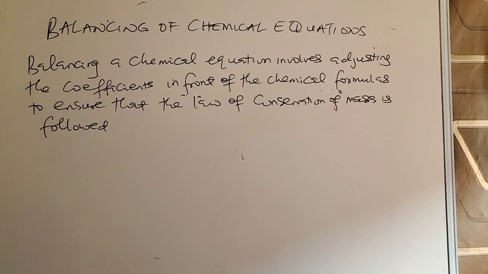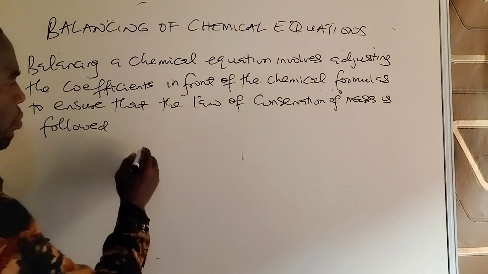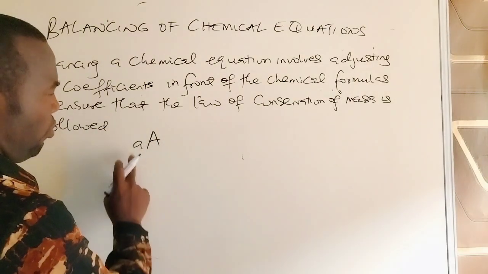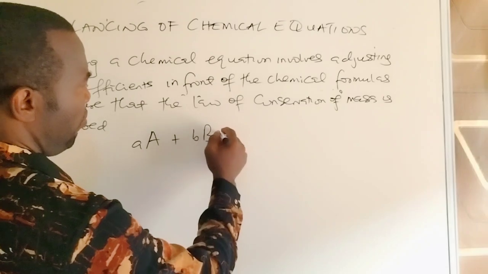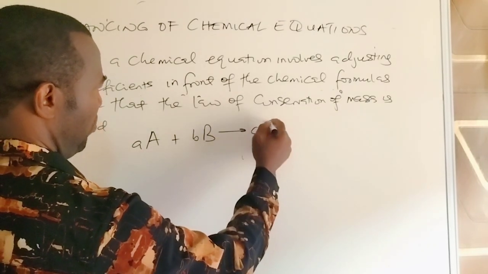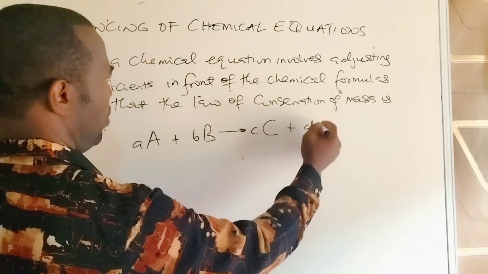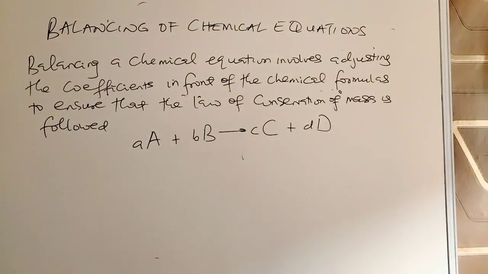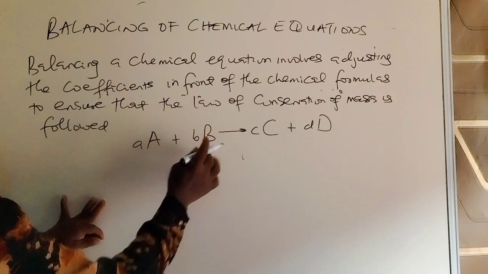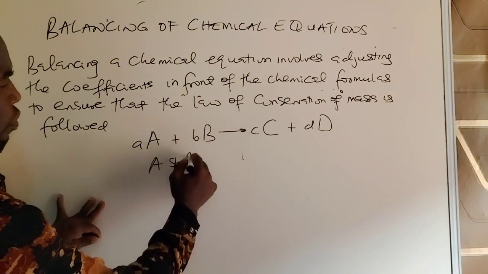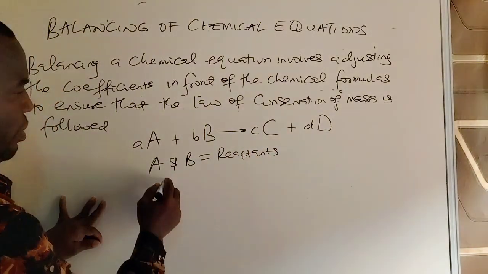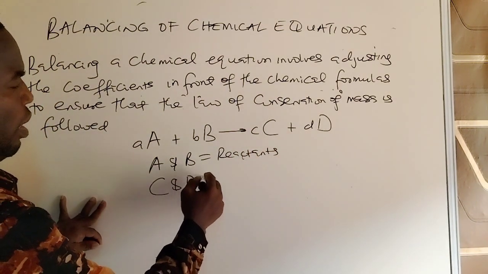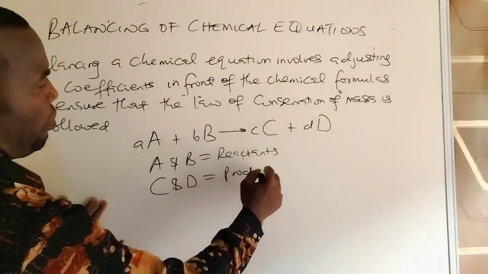So let's look at the general form of a chemical equation. The general form of a chemical equation is in this form: small a, big A, plus small b, big B, gives us small c, big C, plus small d, big D. Now, the capital A and B are of course called the reactants, the starting materials. The capital C and D are called the products.